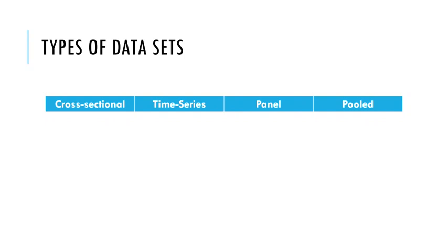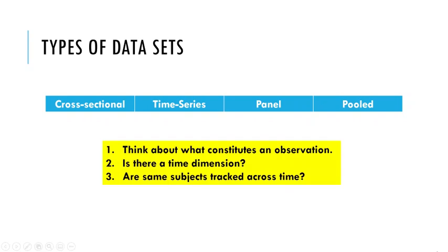So, as we said, our different types of data sets: cross-sectional, time series, panel, and pooled. There are questions that you should think about when you're trying to determine what kind of data you're working with. Question number one is, what constitutes an observation? Think about your data set. Put your eyes on your data set, or try to visualize, if it's just a question, maybe on a quiz, in your mind, what would an observation be?